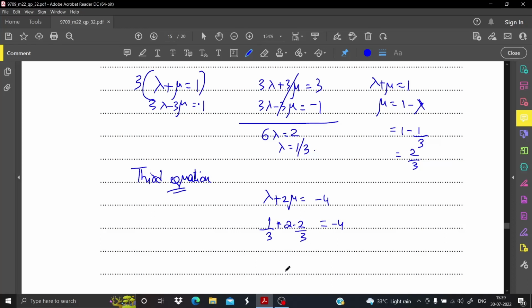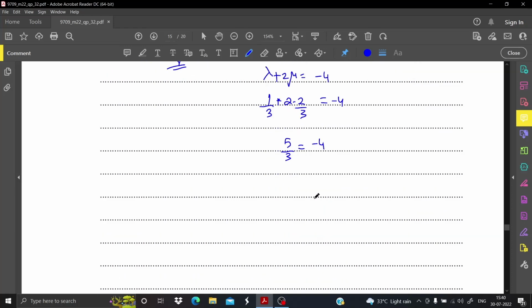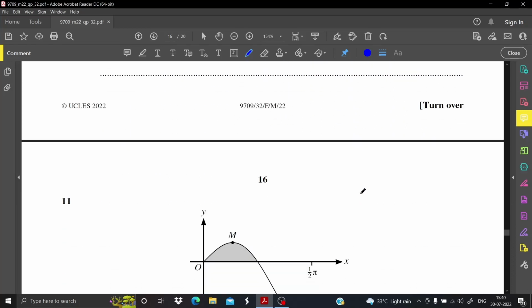So we have 1 plus 2 times 2, which is 4. So we get 5 by 3 equal to minus 4. And this is absolutely not right. So this is incorrect, which means the lambda and the mu value that we got didn't satisfy the third equation. Therefore, we can conclude that the lines do not intersect. So this is how we prove that the lines do not intersect.